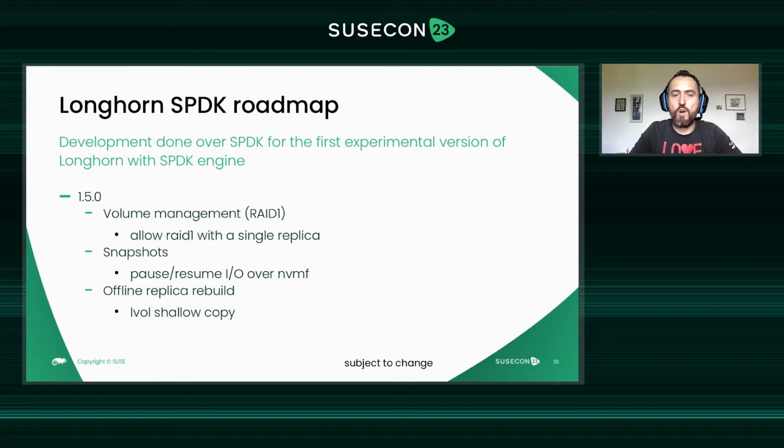But if we have more than one replica, we have to make the snapshot over all the replicas. And so we have to pause the I/O, make the snapshot over all the replicas, and after that resume the I/O so that all the snapshots have the same data.